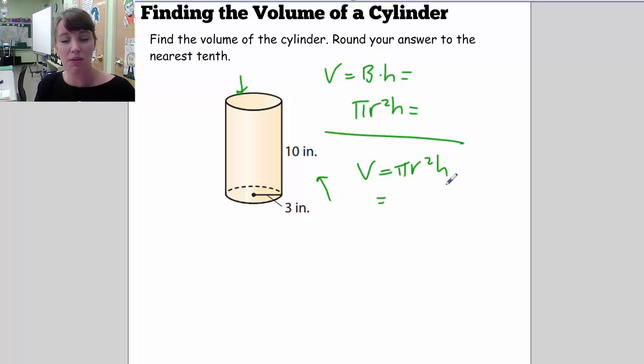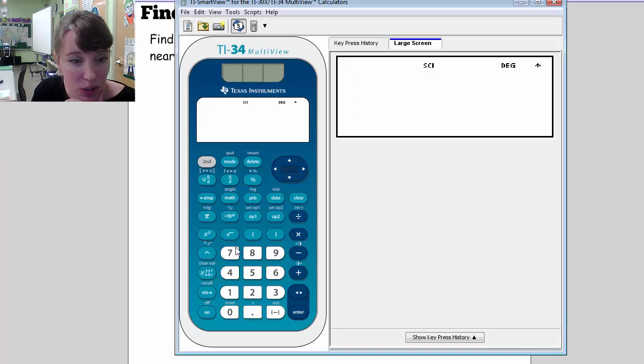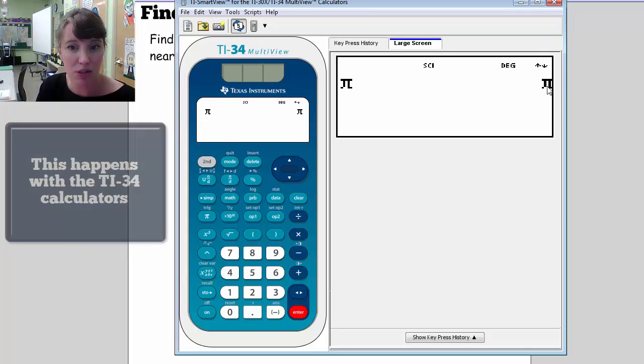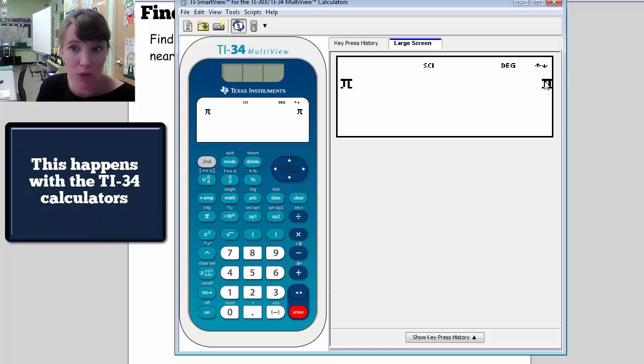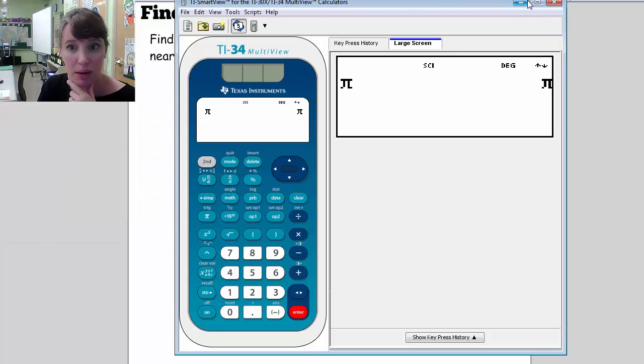Now my next step is I substitute the values in for r and h. Remember, pi is a constant. It doesn't change. It happens to be an irrational number. So if I have a calculator and I press the pi key on my calculator, and I press enter, my calculator is actually going to give me back that symbol itself, because what it's doing is it's storing it as an irrational number. Now that's not going to be super helpful to me when I start to do calculations, and I'll show you why that is in just a second, and I'll show you how to get around that.